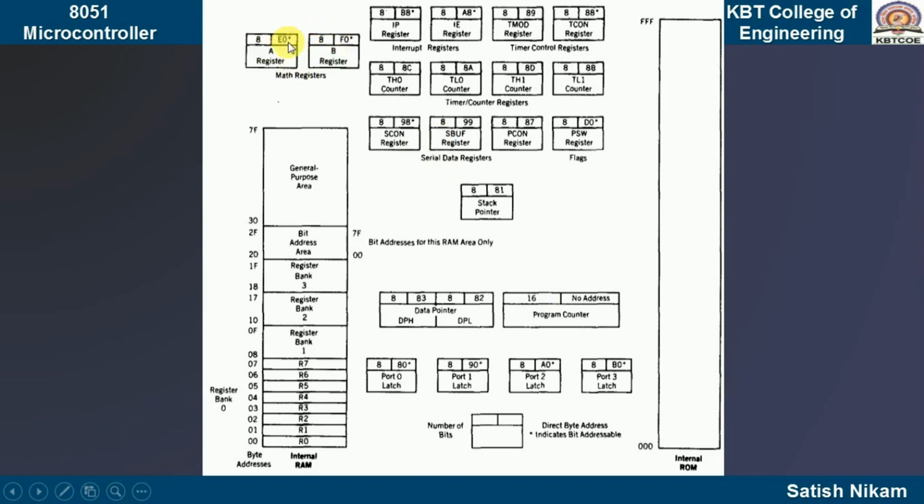Now, if you consider this block, in this block you see a register which has address E0, and this 8 indicates it is an 8-bit register. This programming model indicates the name of the register, A register, and the size of that register, meaning how many bits that register can store, which is 8-bit here, and E0 is the address of the A register. In the same way, the B register here is an 8-bit register having address F0.